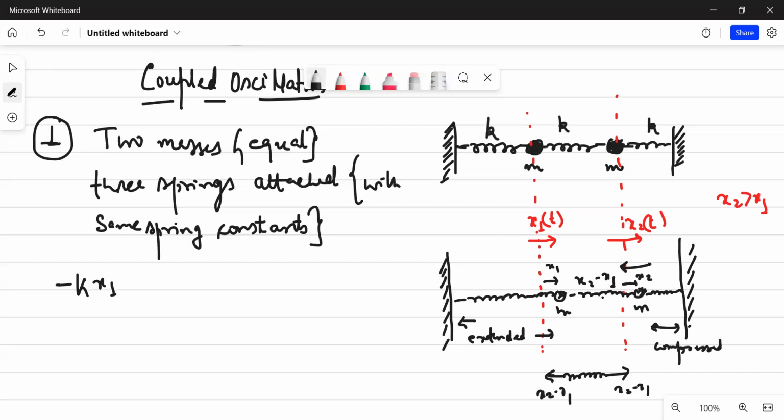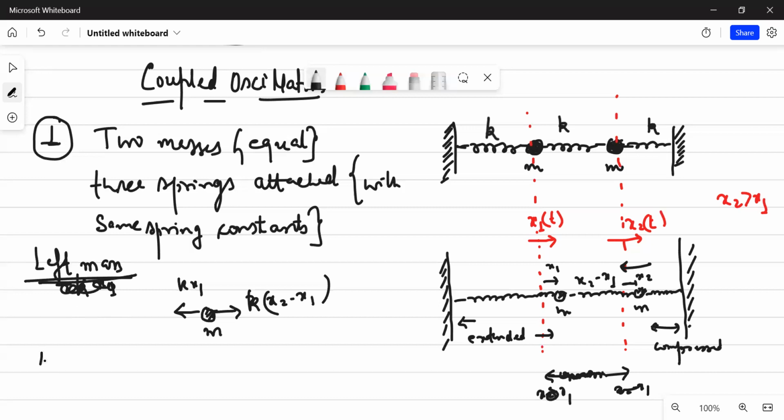Yes. Okay, and since it is being compressed, let's take this left mass first. So what force acts on the left mass? One force in this direction will be like minus kx1, and I'm writing minus because it is in the negative direction. Is that clear? And also understand, because it is getting elongated in this direction, I should write k(x2 minus x1). So this is for the left mass. Is that clear?